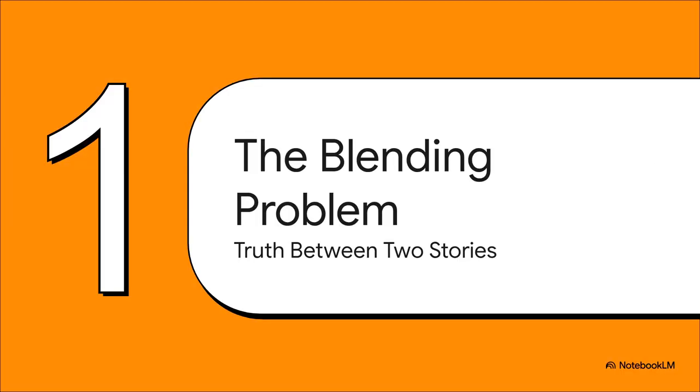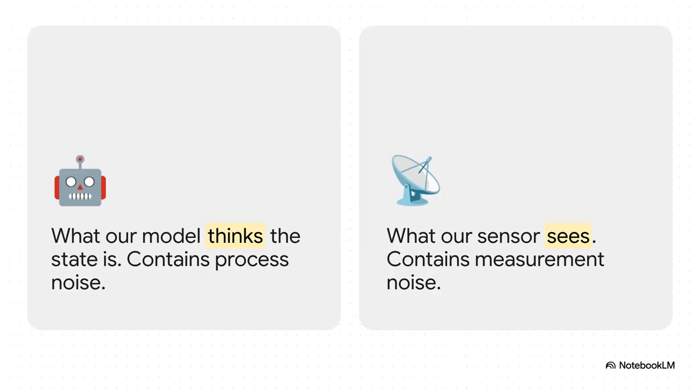Okay, so first up, the blending problem. This is really what the Kalman filter was born to do, to find the single best version of the truth when it's being told two slightly different stories. You're basically stuck in the middle. On one hand, you've got your system model's prediction, which has its own flaws, what we call process noise. And on the other hand, you have a sensor reading, which has its own measurement noise. The actual true state is hiding somewhere between them.